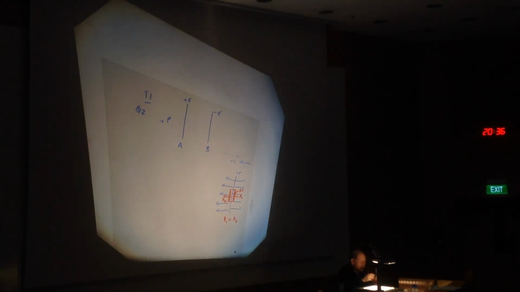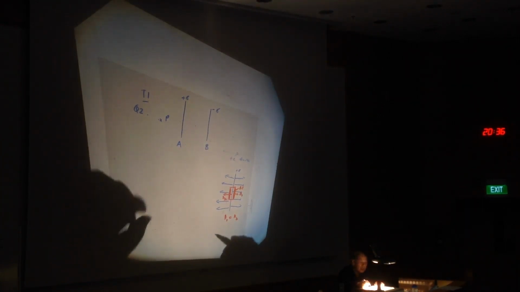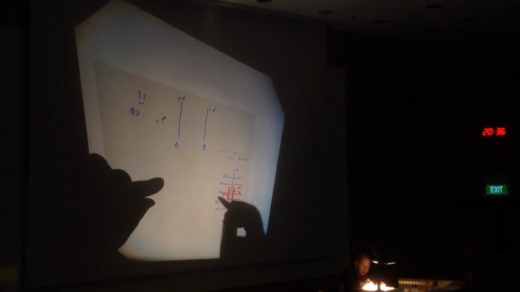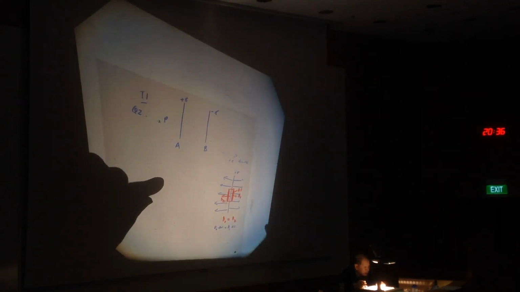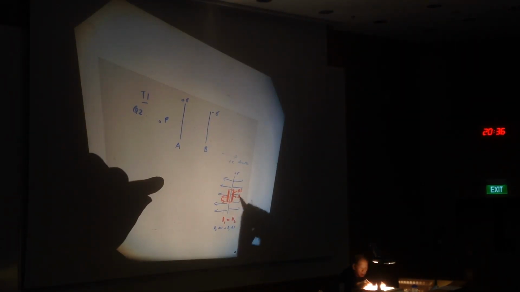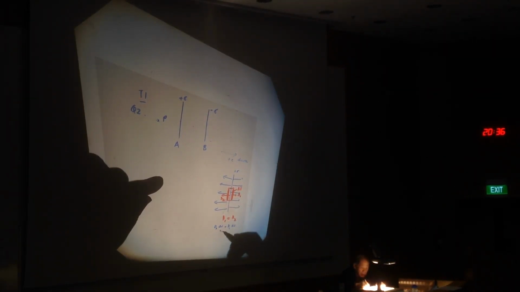Now I can write down Gauss's law. The integral of D dot dS: on the left-hand side, D2 coming out, delta S positive; on the right-hand side, plus D1 delta S positive, coming out. It's the flux that I want coming out of the surface, not the field. The contribution from the sides is 0 because the field is parallel to the surface. This is equal to sigma times delta S.